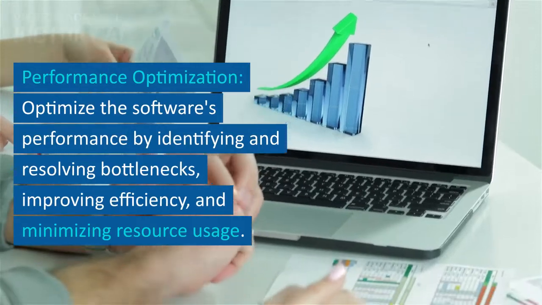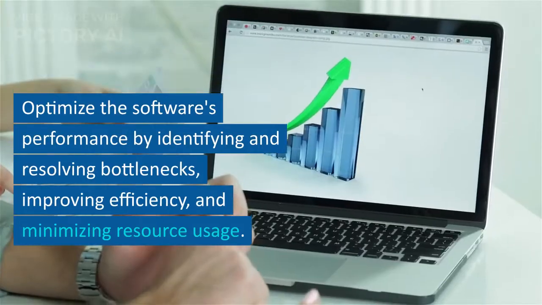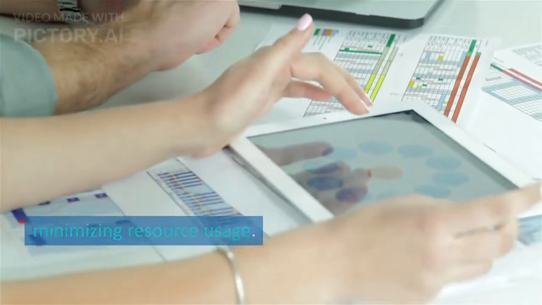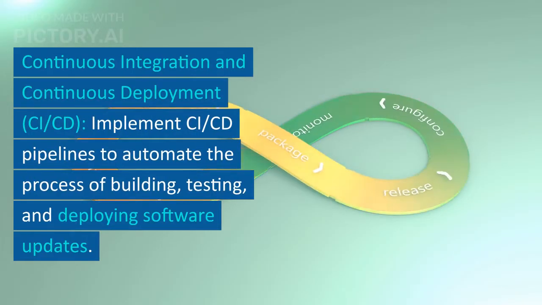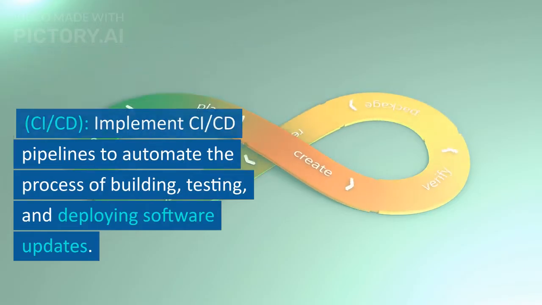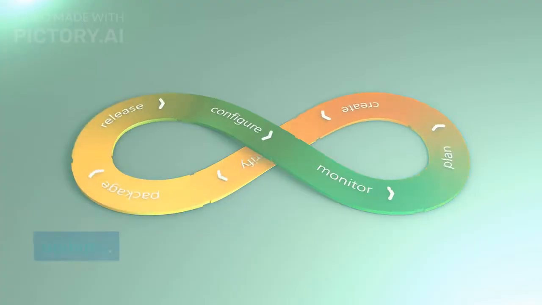Performance optimization. Optimize the software's performance by identifying and resolving bottlenecks, improving efficiency, and minimizing resource usage. Continuous integration and continuous deployment, CI/CD. Implement CI/CD pipelines to automate the process of building, testing, and deploying software updates.